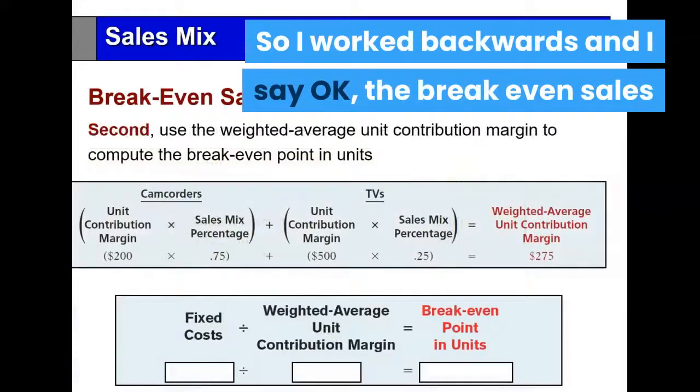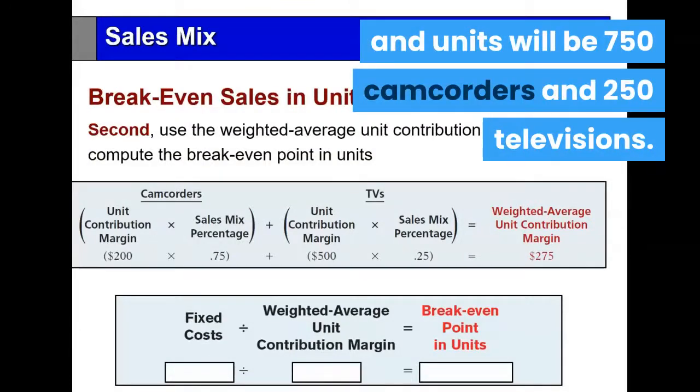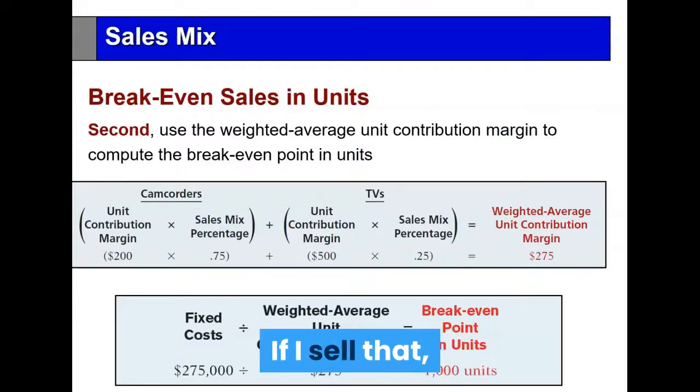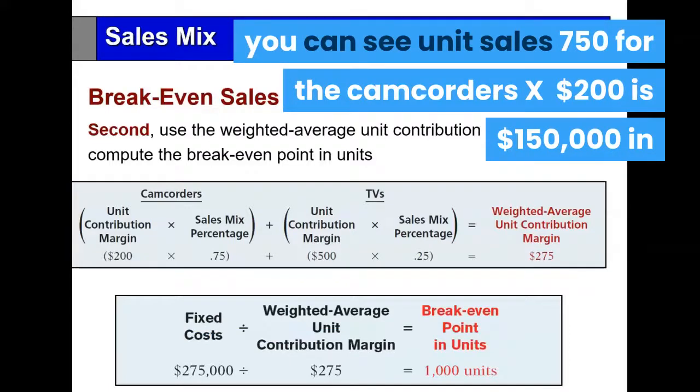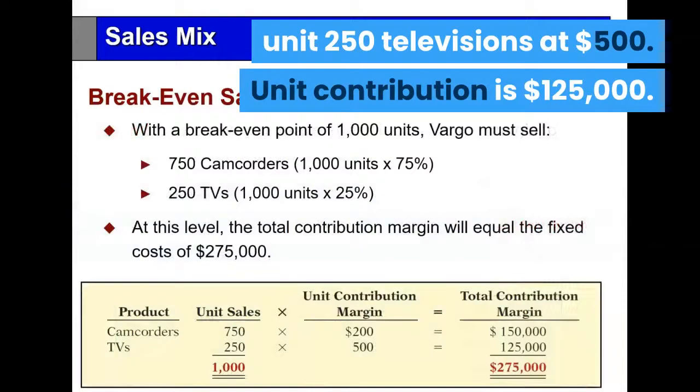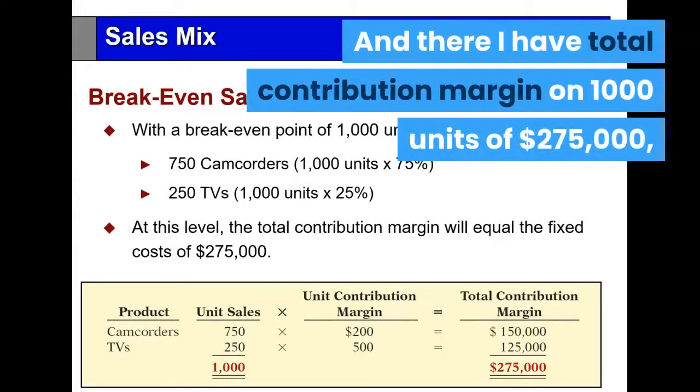Now, if I want to determine the break-even in units, which I do here because I'm using the unit contribution margin, I simply take the fixed cost, divide by the weighted average contribution margin per unit, and I get 1,000 units. That's 1,000 camcorders and televisions. But I know that 75% of the units I sell are camcorders, 25% are televisions. So I work backwards and say the break-even sales in units will be 750 camcorders and 250 televisions.